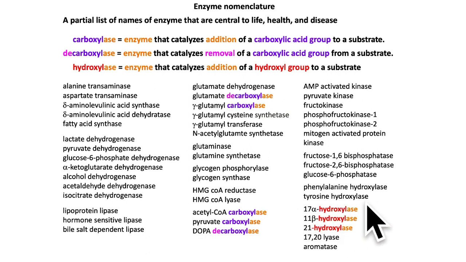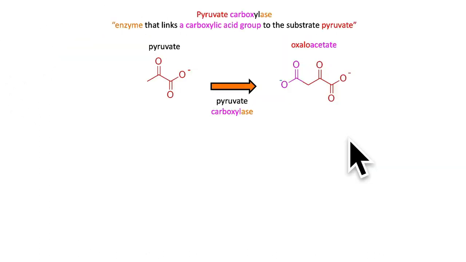17 alpha hydroxylase adds a hydroxyl group to a steroid. And you don't need to know this. Again, we don't need extreme detail. It turns out it adds it to the number 17 carbon on it. 11 beta hydroxylase adds a hydroxyl group to the number 11 carbon on a steroid. 21 hydroxylase adds a hydroxyl group to the number 21 carbon. So now let's look at these enzymes in detail, and we'll start with the carboxylase.